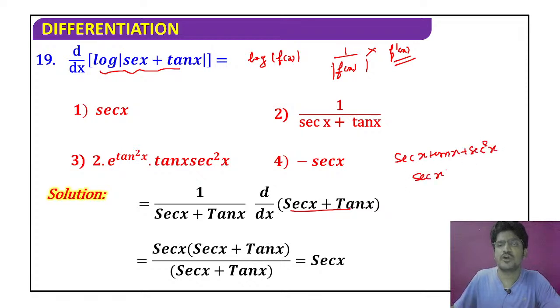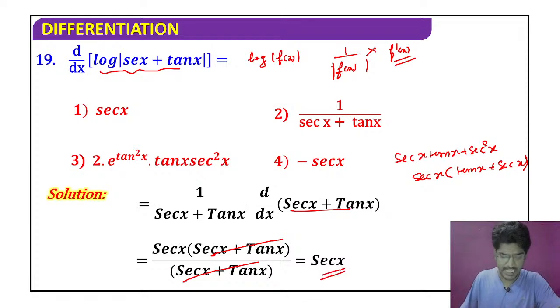So take sec x common, tan x plus sec x you are going to get. So you can cancel these two terms. So the answer will be sec x. Clear? So very simple problem. That is log of mod of sec x plus tan x. Log of mod of sec x plus tan x. Clear? So therefore option 1, that is sec x, will be the right answer.